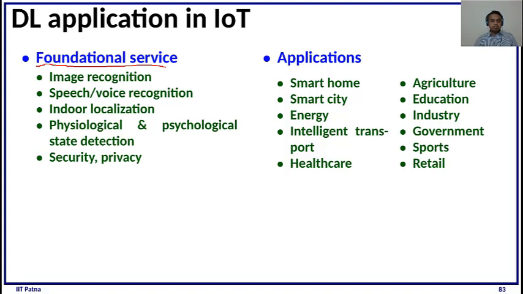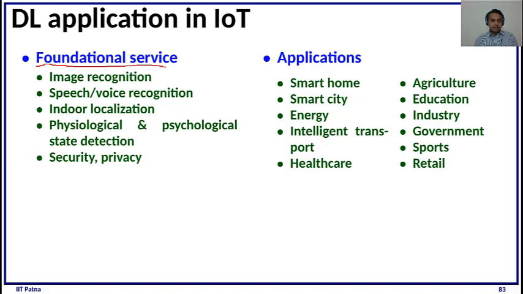So the Google Assistant will understand the speech or the voice, and then it will make a call to the respective person. So these are some of the applications. The fundamental part is that we need to identify the speech, or recognize those voices, and extract meaningful information.